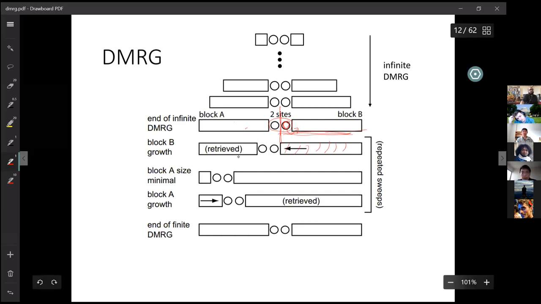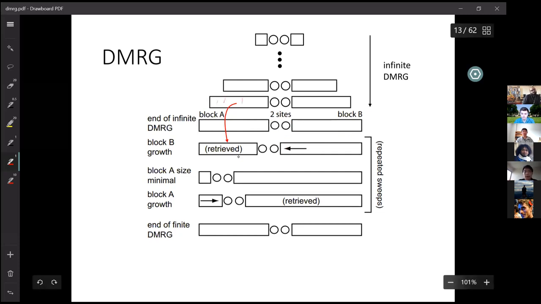For the left-hand side, we are basically asking the question: what is the best way to describe it? Suppose this block A has length L. What is the best way to describe a block A which has length L-1? We have solved this problem in the warm-up step, so we just read this from the memory.